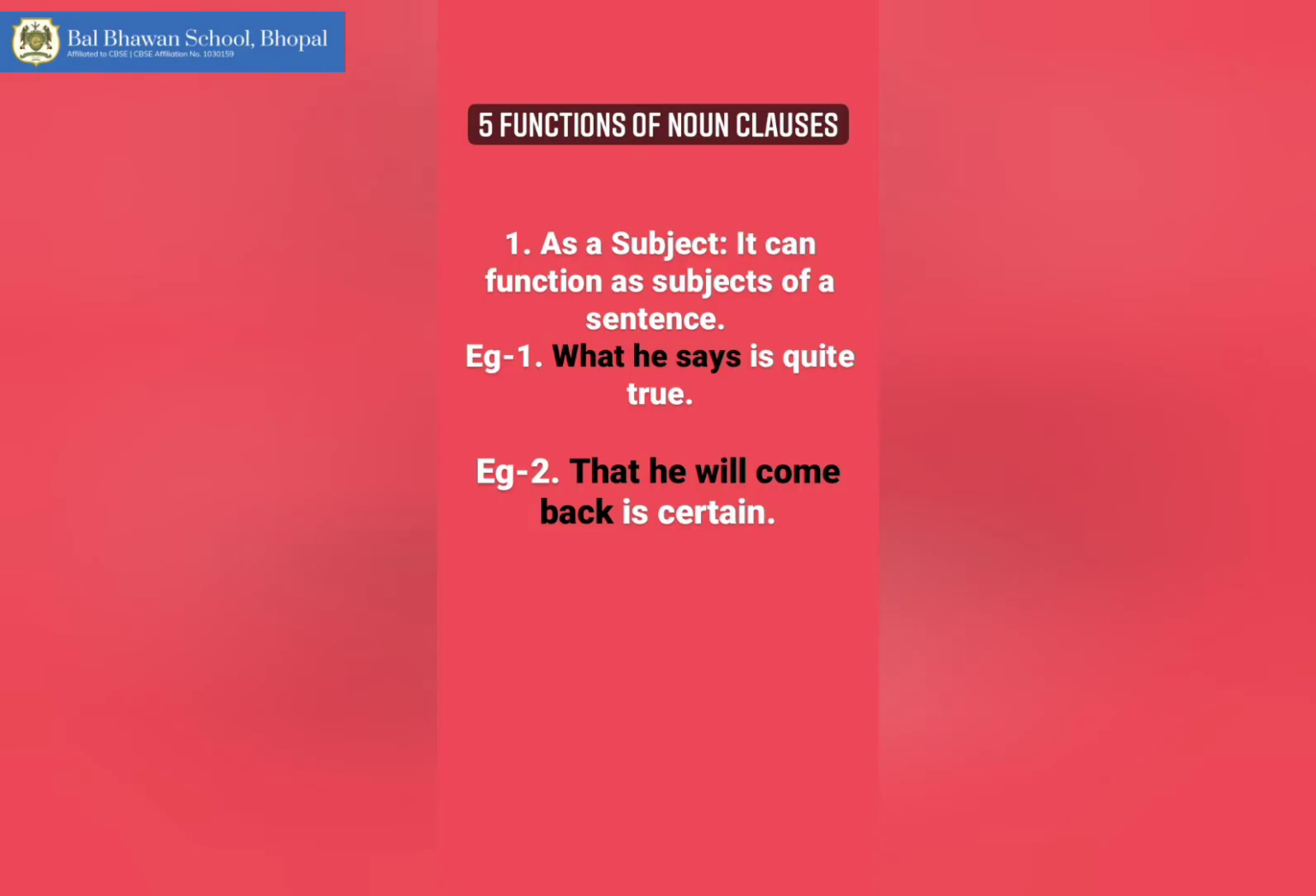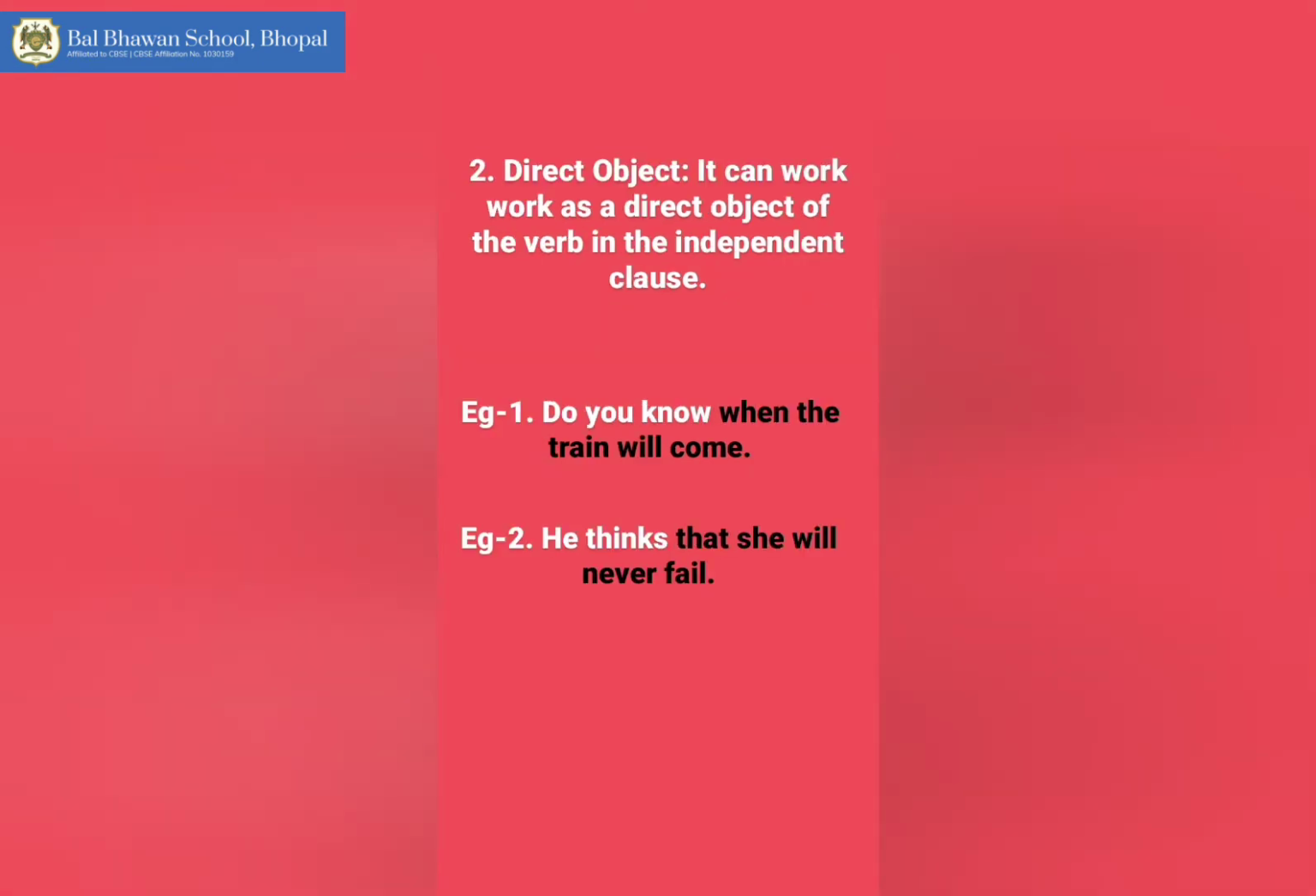Moving on, let us learn about 5 functions of noun clauses. A noun clause can be used as the subject of a sentence. It can function as the subject of an independent clause. For example, what he says is quite true. In this sentence, the noun clause appears as the subject of the sentence. That he will come back is certain. Again, the noun clause here is the subject of the sentence.